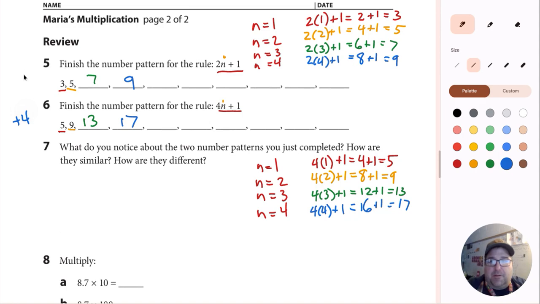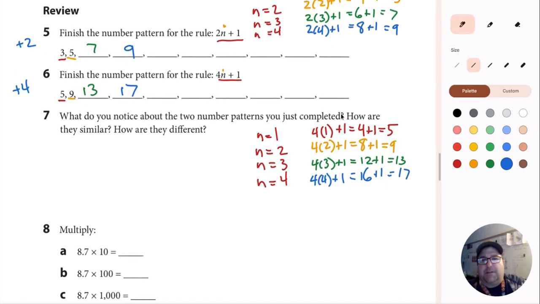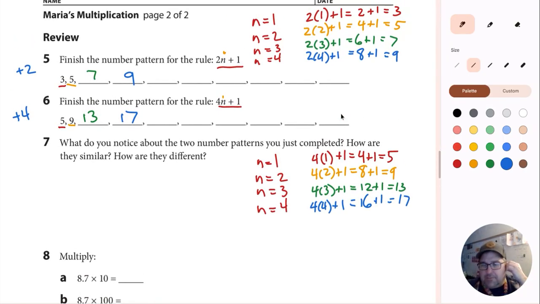Up here, we said we were kind of just adding 2 each time. So you don't have to show your work for every single one of these, but that's what the idea is, once you kind of get the pattern down. And then what do you notice about these number patterns that we completed? How are they similar? How are they different?